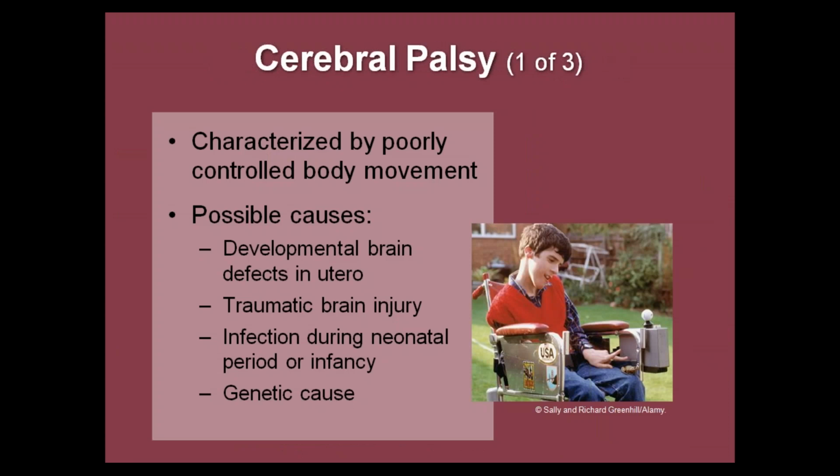Okay, CP, or cerebral palsy. Cerebral palsy is characterized by poorly controlled body movement. So a lot of times these individuals are going to be in a wheelchair, or they could have a form of crutch that binds, that they can wrap or rest their forearms in for assistance with walking. Possible causes are going to be developmental brain defects in utero, traumatic brain injury just after birth, infection during the neonatal period or infancy, or it can be a genetic cause.